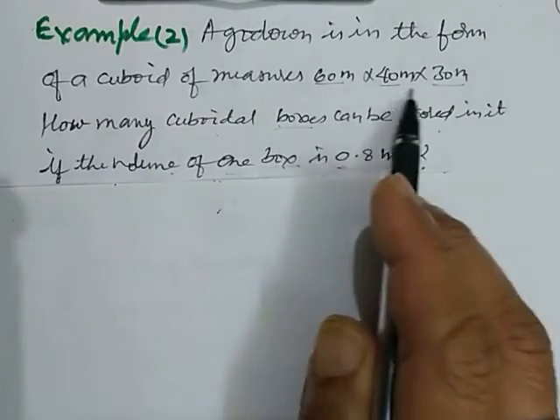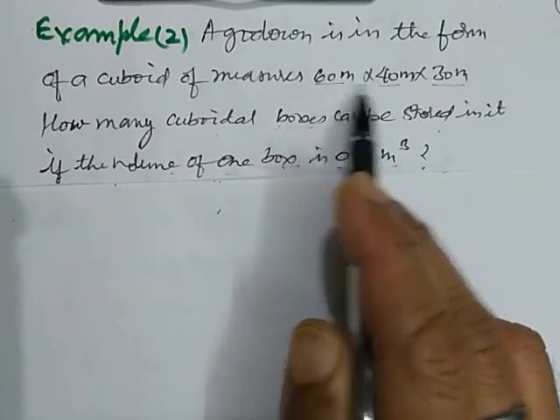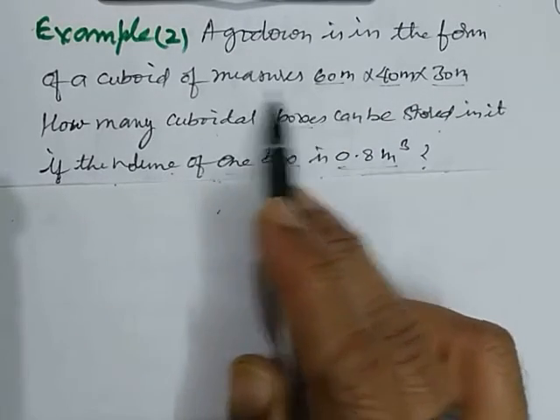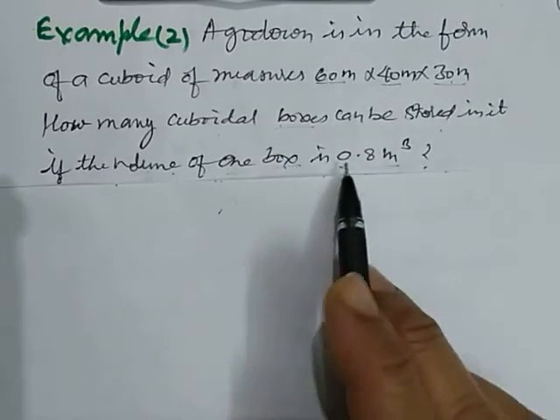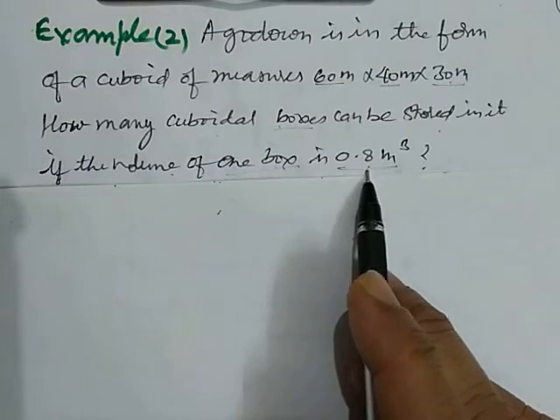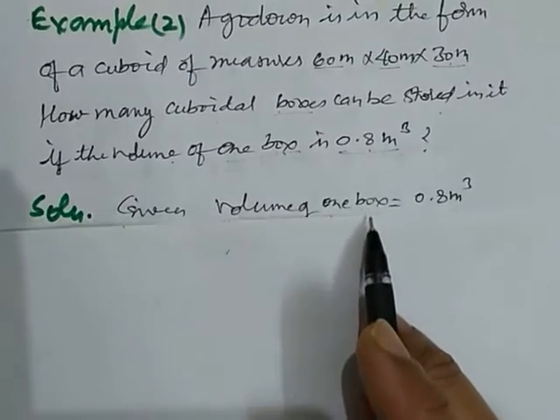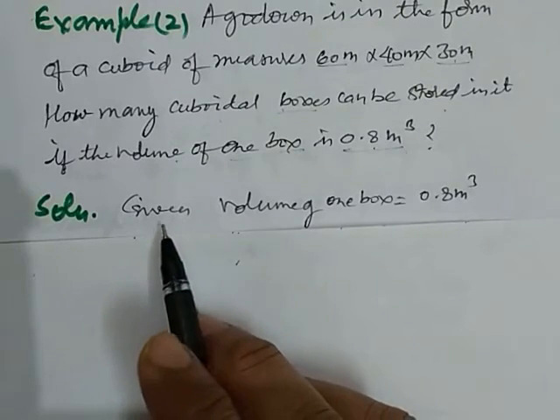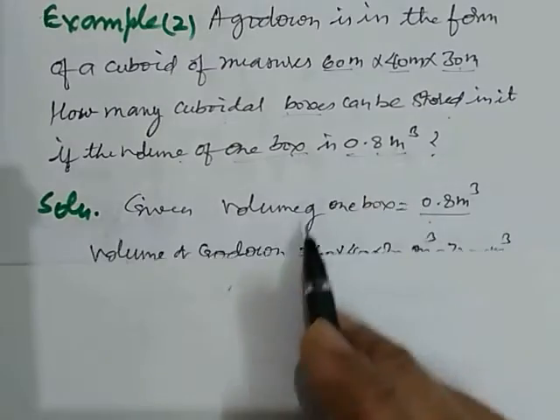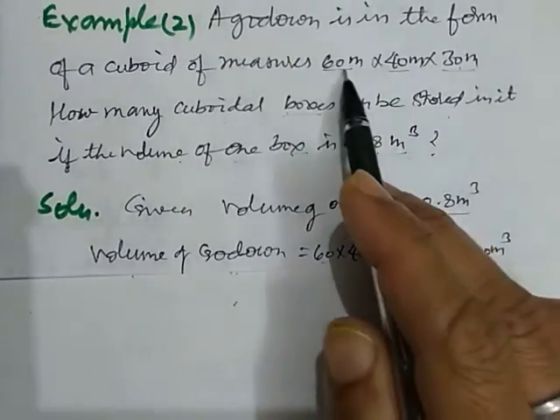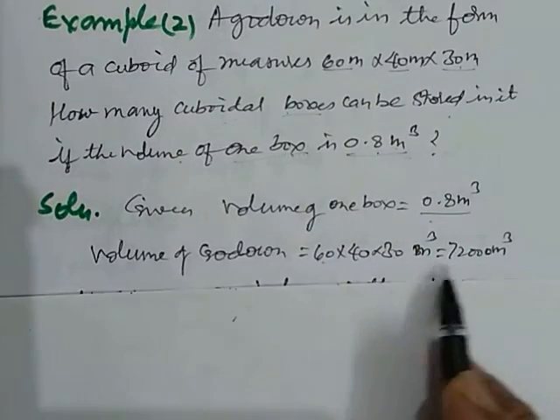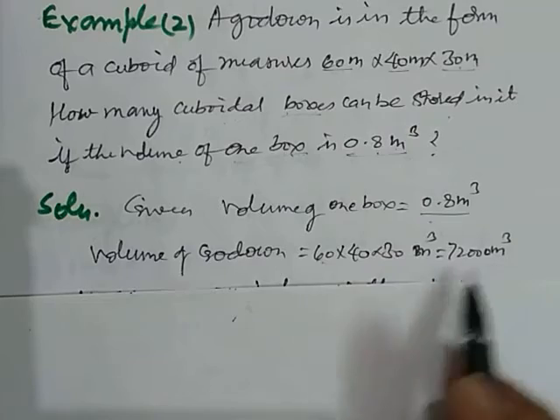This is the measurement of the godown. With the help of these measurements, first of all we have to find the volume of the godown and divide this by the volume of one box. Then we get the number of boxes that can be accommodated. So we start with the given things. Given: volume of one box is 0.8 meter cube, and volume of godown is 60 meter into 40 meter into 30 meter, L into B into H, and this comes to 72,000 meter cube.